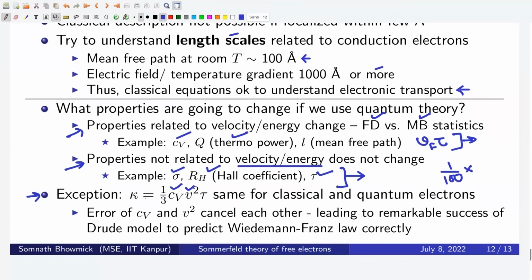And if you look at the velocity, velocity in the quantum model is 10 times. So we have a term v square. So that means the quantum value of v² is like 100 times more. And then you see that this factor of 100, they will cancel out each other. And as a result, although kappa depends on C_V and velocity, the value of kappa will not matter whether we are using the classical or quantum model, because the errors that we are making are getting cancelled out. And that is what led to the remarkable success of the Drude model to predict the Wiedemann-Franz law correctly.